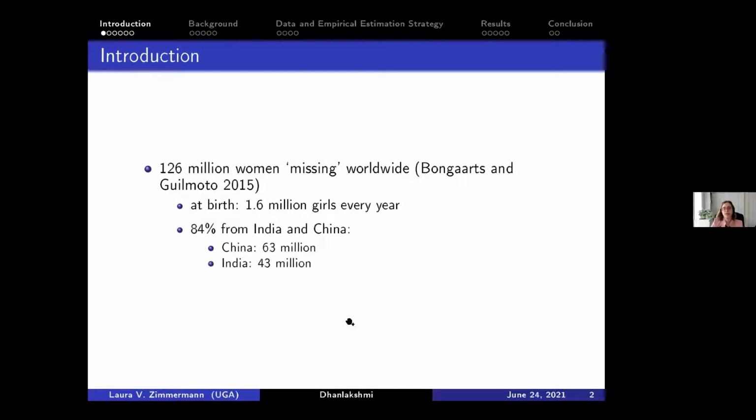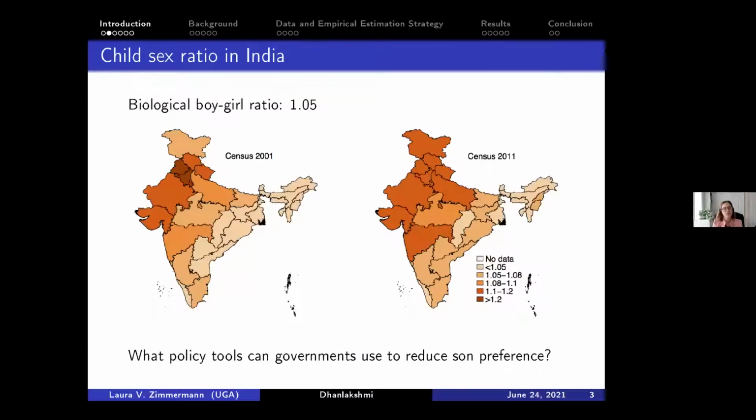If you look at the country breakdown, India and China account for by far the lion's share of this issue, raising, of course, the question: what, if anything, can governments do to alleviate this problem and maybe reduce son preference? I'll give you a bit of an overview of how this looks in India.